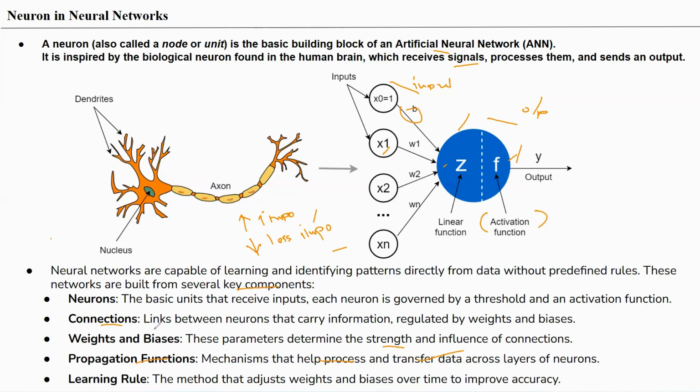So next one is the learning rule. This is the method that adjusts weights and bias over time to improve accuracy. If we are not getting the desired output, we will be backtracking, or we can say we will be modifying the weight values here. This is how a simple ANN model works.